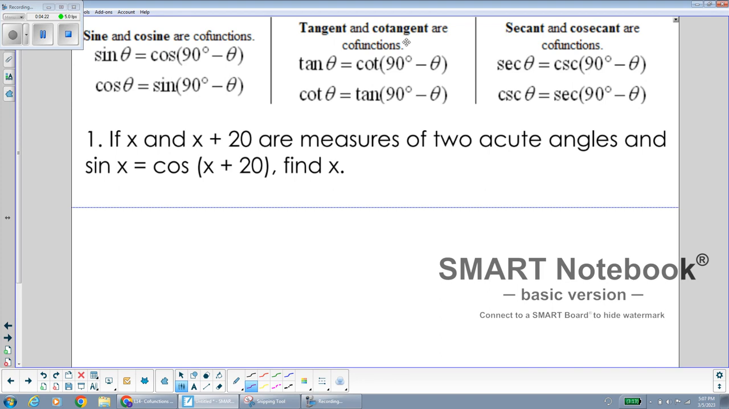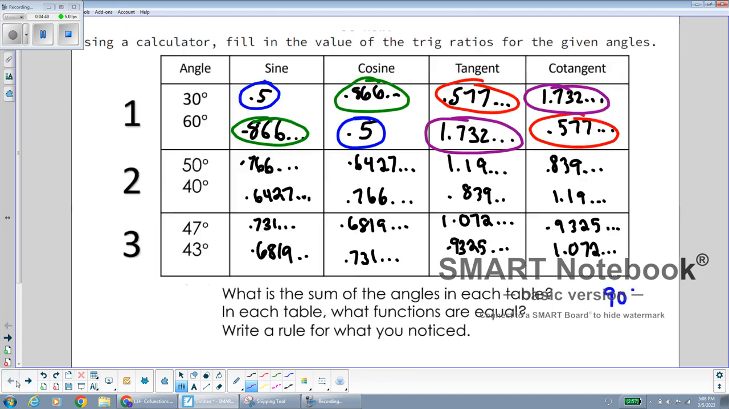Tangent and cotangent are also cofunctions. So they're equal when their angles add up to 90 degrees. And they don't come up too often, but secant and cosecant are also cofunctions. So secant and cosecant are also equal when their angles add to 90 degrees. And we can see that in the table over here.